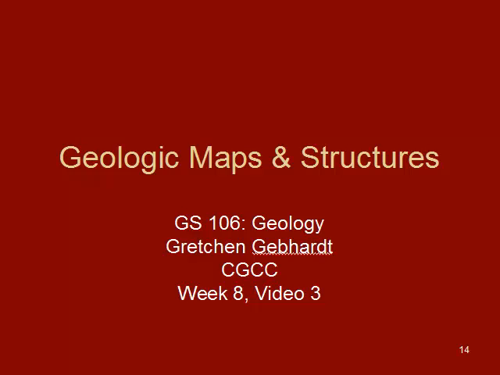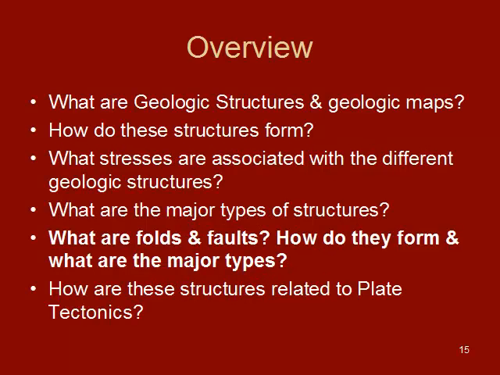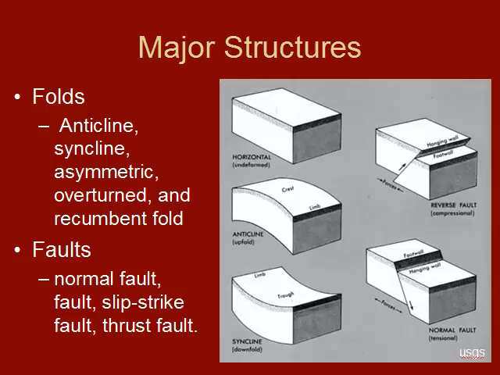Welcome back to week 8, and in video 3 we are going to continue on and talk about some of the major types of folds and faults, and then I'll also mention how they form as well. So the major types of folds and faults are, there's a bunch. For folds, we've got anticlines, synclines, asymmetric folds, overturned folds, and recumbent folds. And then for faults we have normal, reverse, and strike slip.